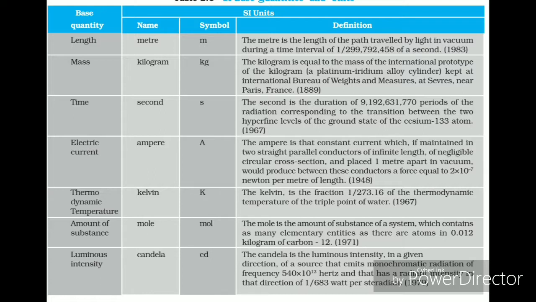The 7 fundamental units. First, length. The unit is meter, symbol is capital M. The definition of 1 meter is the length of the path traveled by light in vacuum during a time interval of 1 by 299,792,458 seconds, approximately 1 by 3 core.